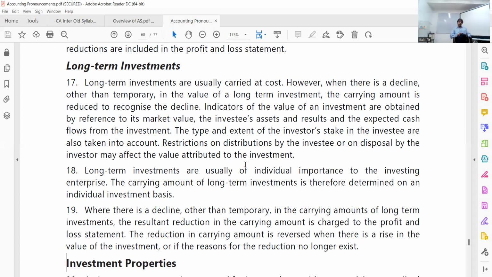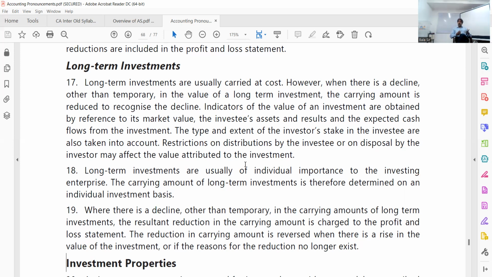Para 17. Long-term investments are usually carried at cost. However, when there is a decline other than temporary in the value of a long-term investment, the carrying amount is reduced to recognize the decline. Indicators of the value of an investment are obtained by reference to its market value, the investee's assets and results, and the expected cash flows from the investment. The type and extent of the investor's stake in the investee are also taken into account. Restrictions on distributions by the investee or on disposal by the investor may affect the value attributed to the investment.